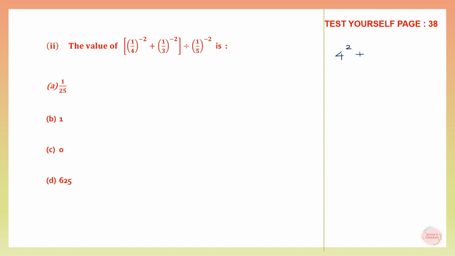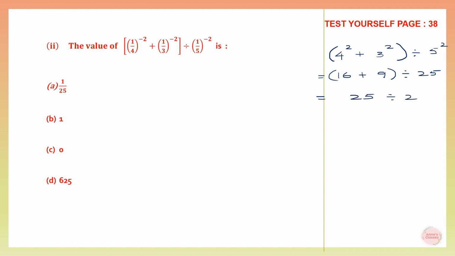So the power is now positive. Similarly, on the other side, 1 by 3 is raised to a negative power. Let's write the reciprocal. So 1 by 3 becomes 3 by 1 or simply 3 raised to the power of 2. And this whole thing is now divided by 1 by 5 which is raised to the power of minus 2. Again, write the reciprocal and change the power to a positive power. So now this becomes 4 raised to the power of 2. 4 4s are 16 plus 3 raised to the power of 2. 3 3s are 9. 16 plus 9 divided by 5 5s are 25. 16 plus 9 is 25.